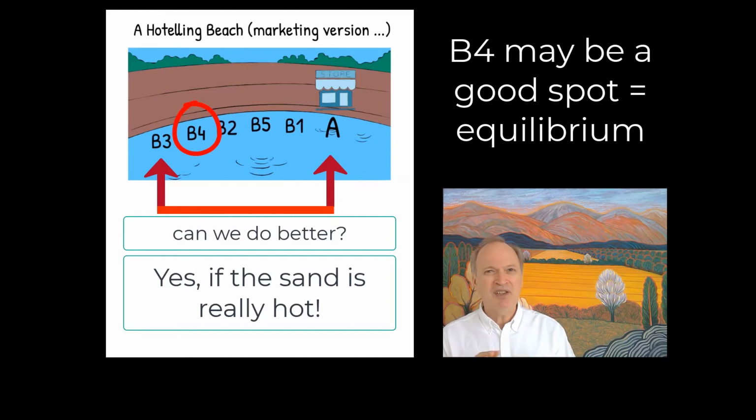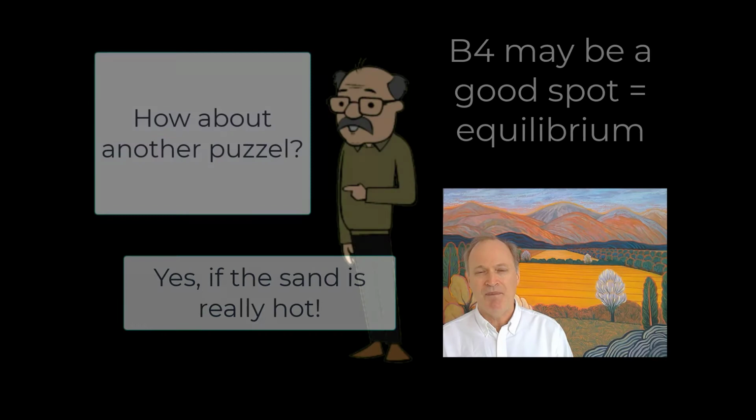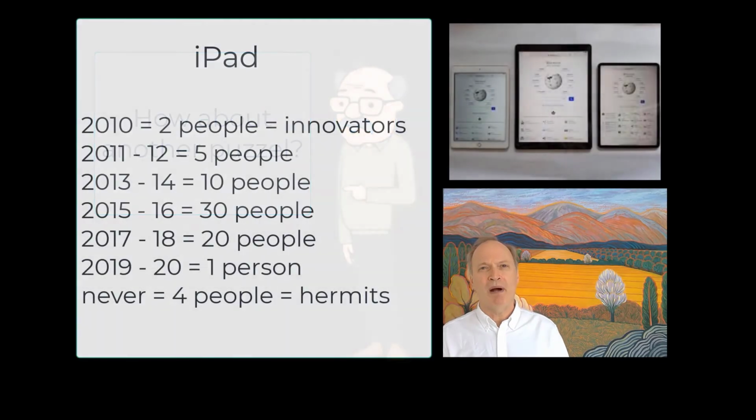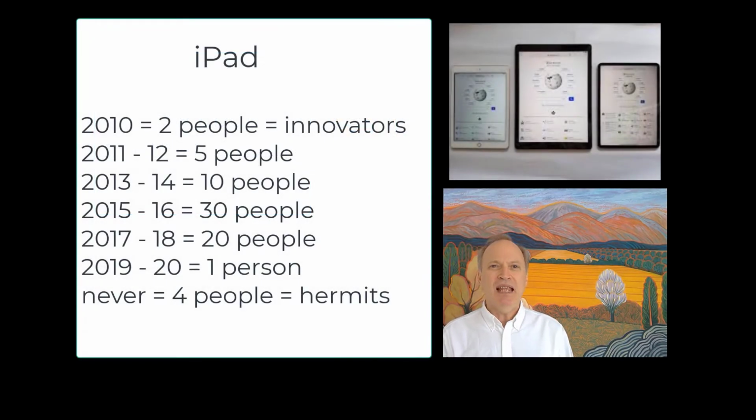Given the variance of answers on that first puzzle, let me now give you a second puzzle. The second puzzle is a price speech. You ask a group of 30 people, when did you first buy your first iPad? And you say, who bought it in 2010 when it first came out? And you'll get 2 or 3 people to raise their hands. Let's call those the innovators, the beginning of the life cycle curve.